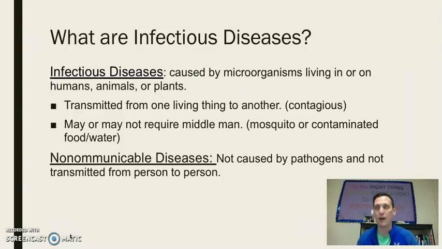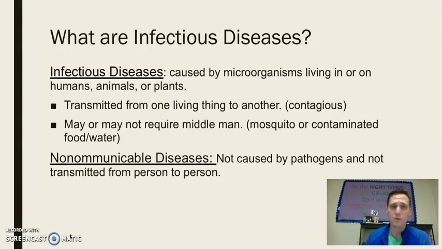This may require a middleman, meaning it might be mosquitoes taking it from one person to another. It might be contaminated food and water, which is probably more prevalent. If something's not cleaned or cooked properly, those microorganisms, which are these tiny little organisms, they cannot be seen with the naked eye. You need a microscope to see them. They will be prevalent or around in the food, in the water, if it's not cleaned or sanitized correctly.